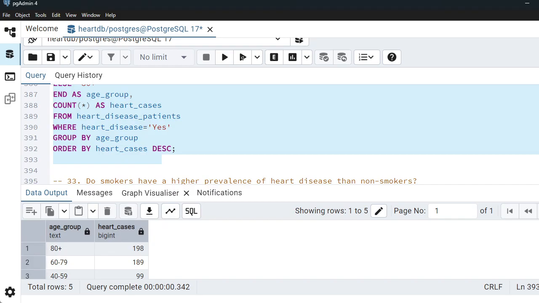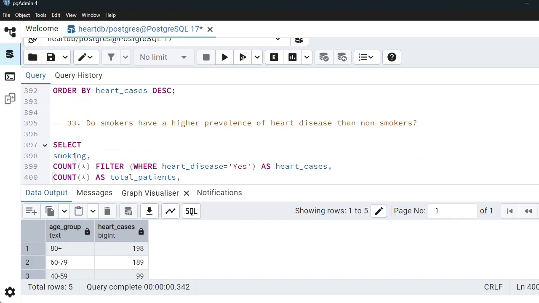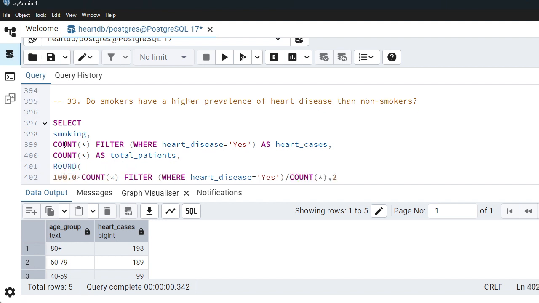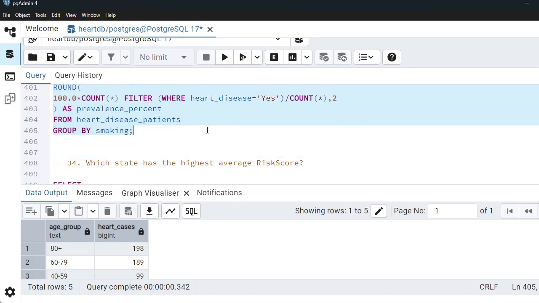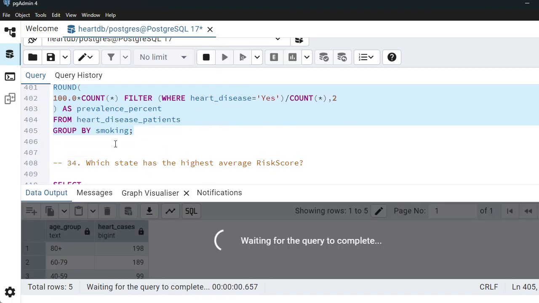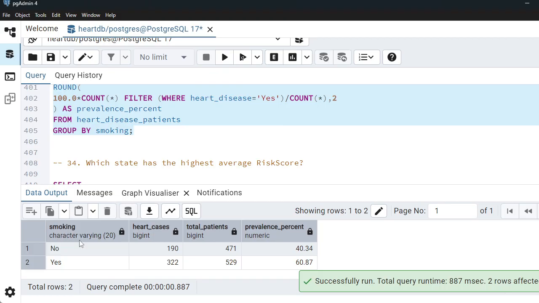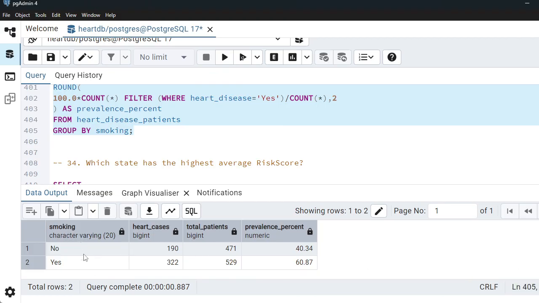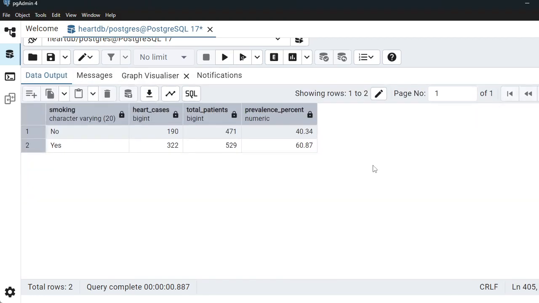These are the business insight questions actually, and it's very fun. So do smokers have a higher prevalence of heart diseases than non-smokers? These are very great questions. If I want to find out, I'll just group by the smoking of the people, those people that are smoking, yes or no. So now we have this.